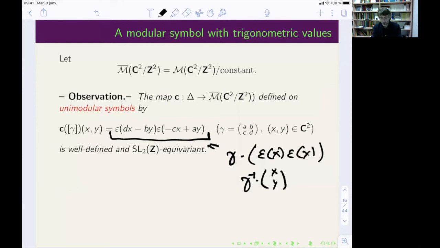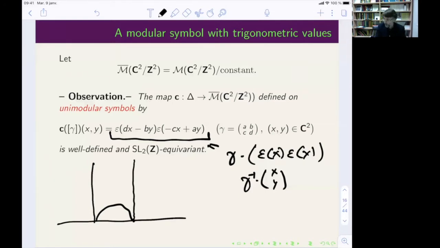And we end up with another function that is periodic with respect to Z2. So by definition, it's clear that it is SL2Z invariant. We still have to check that it is a well-defined map from delta to the meromorphic functions modulo the constants. But this is exactly what gives us the addition relation, since we have to check that when you have a triangle, this map sends this triangle to zero.